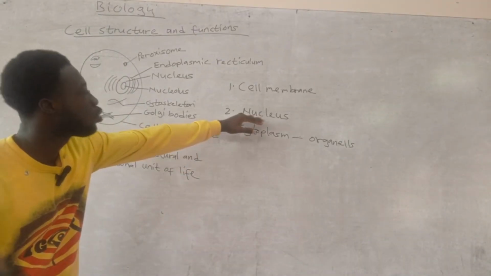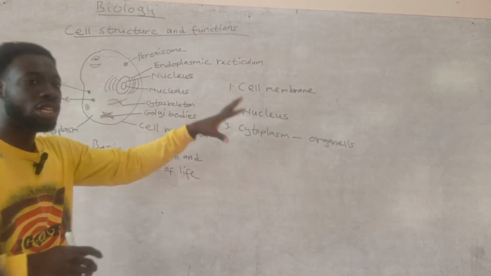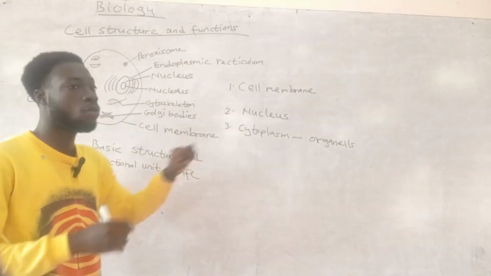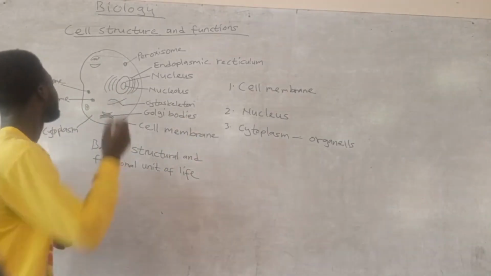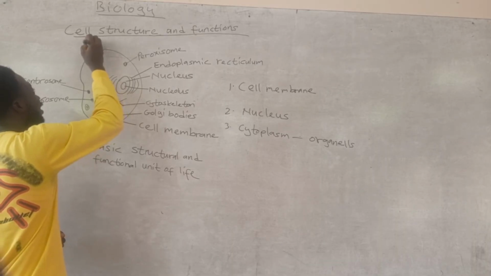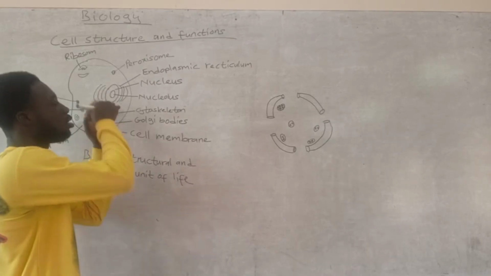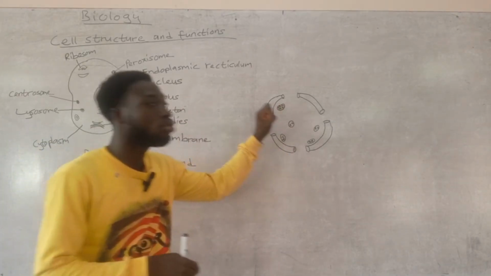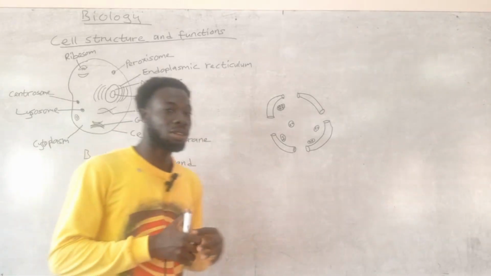So first of all, we are going to look at the function of the nucleus. So we are going to zoom into the nucleus. I'm going to draw it out here so for you to see what the nucleus entails. What's in there? This is the nucleus. You see, the nucleus is here. I have zoomed it out here for you to see what is inside the nucleus. So we are going to talk about the nucleus.